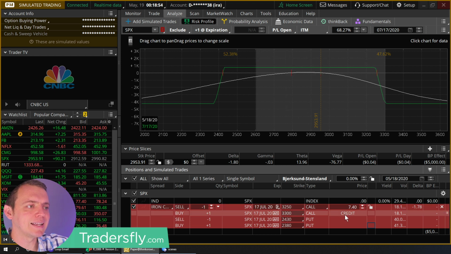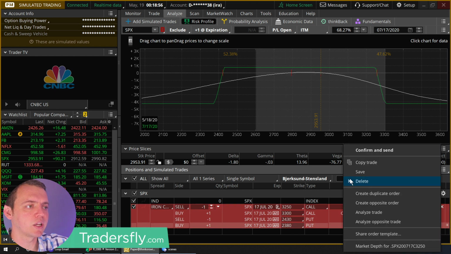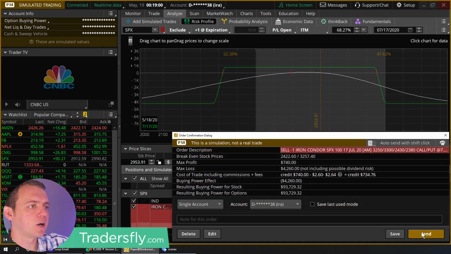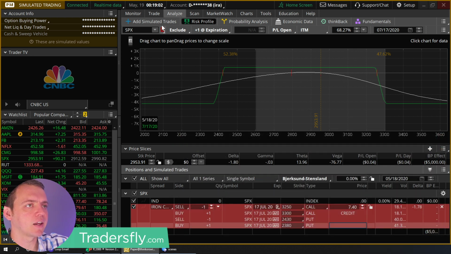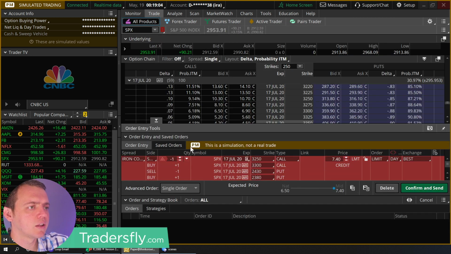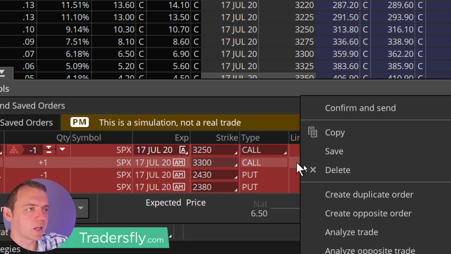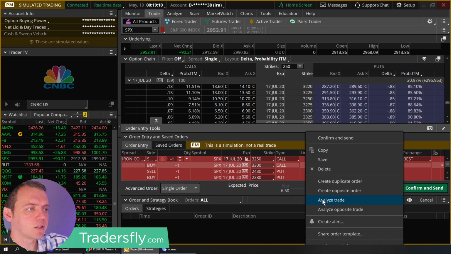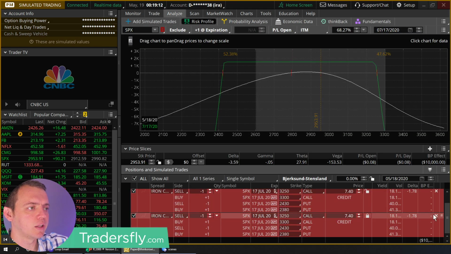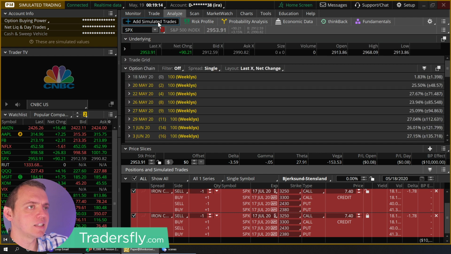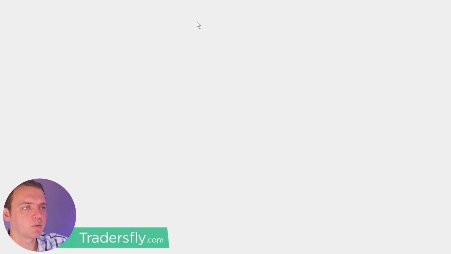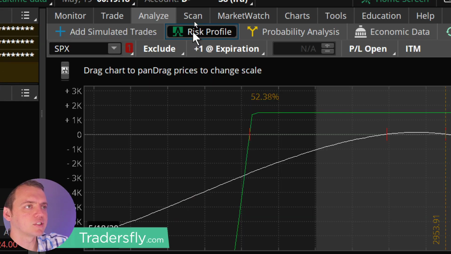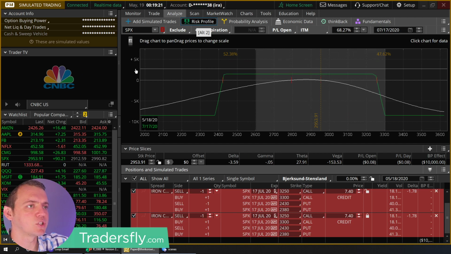When we look at an SPX, and to put the trade in, I can just right click, confirm and send. And then you can hit that confirm button right there or send it in, and that'll go through into your orders. To go ahead and get into that analyze trade screen, what I always did was just right click, analyze the trade, and it'll put it in this trade screen. If you're not seeing that and you're seeing something like this, then it'll be at the top. Go ahead and switch it to the risk profile. This is what you'll see.